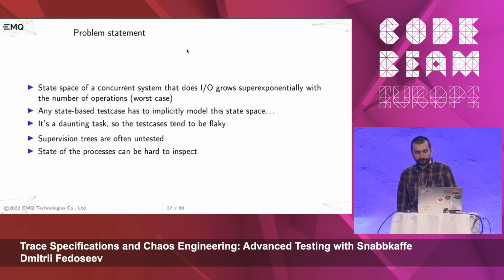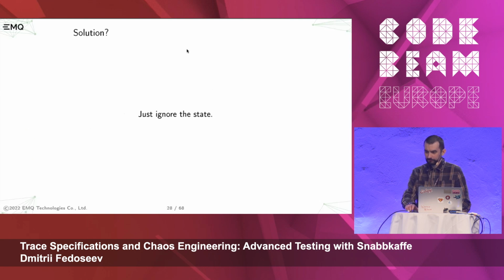In Erlang, we also face additional challenges. Supervision trees are often untested, and the state of processes can be hard to inspect. So what is our solution? Just ignore the state.